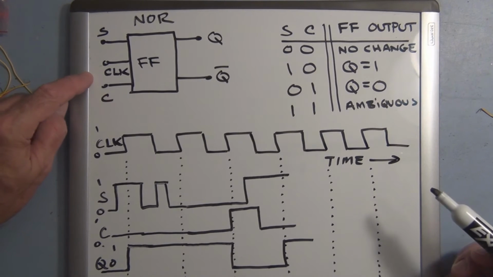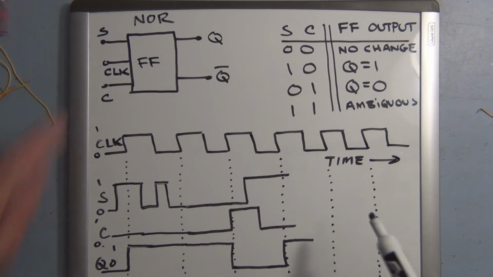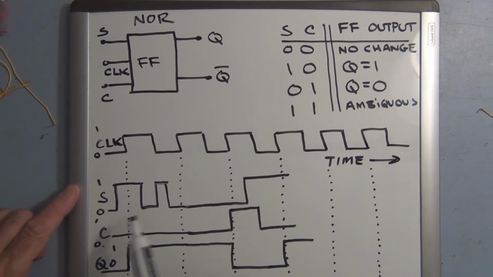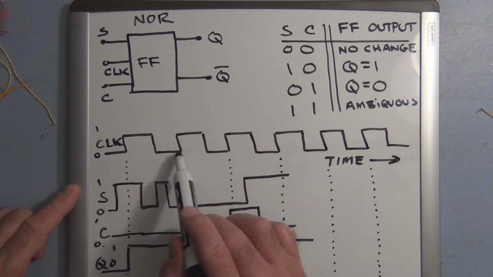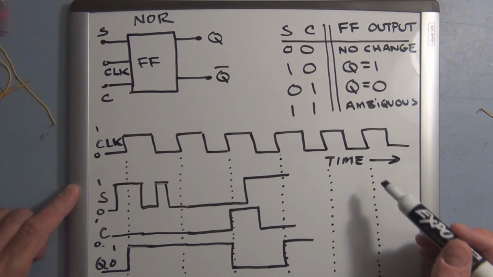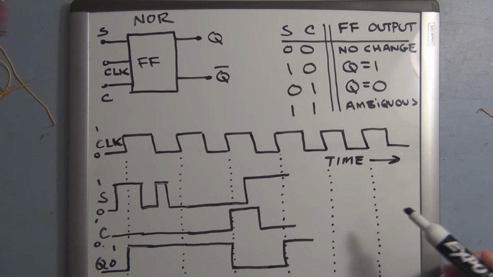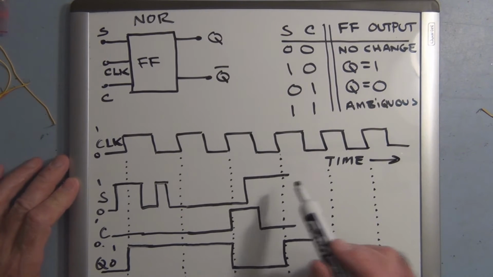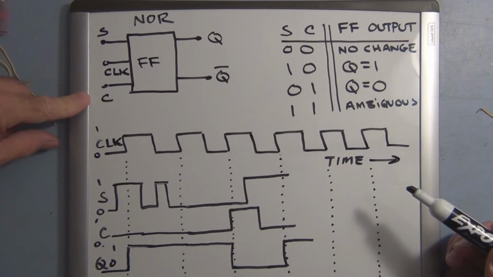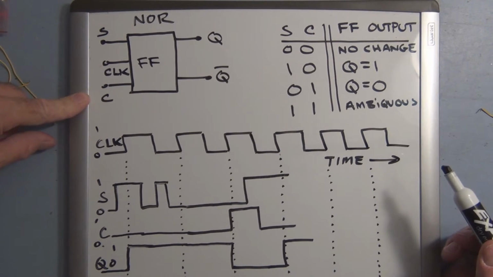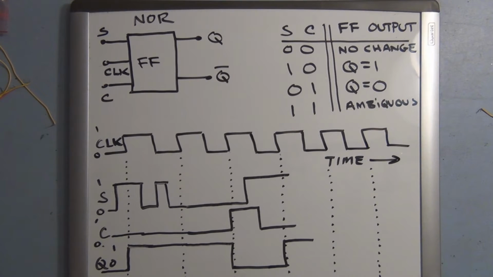But now that we have a clock signal that's triggering these events to respond to the control inputs at these times here, we now have timing parameters that we have to consider. And what we need to do is make sure that the set and the clear control signals are stable for a certain period of time before the clock signal and remain stable for a period of time after the triggering portion of the clock signal.